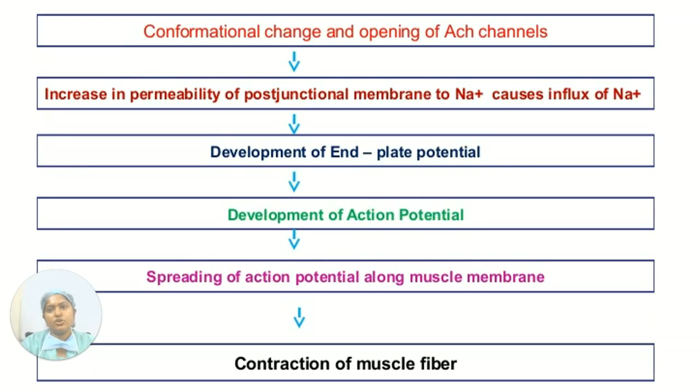which causes the conformational change and opening of the acetylcholine channels. That causes an increase in the permeability of the postjunctional membrane to sodium, which causes influx of sodium. That in turn causes the development of the end plate potential, nothing but the action potential. Spreading of the action potential along the muscle fiber causes the muscle to contract.